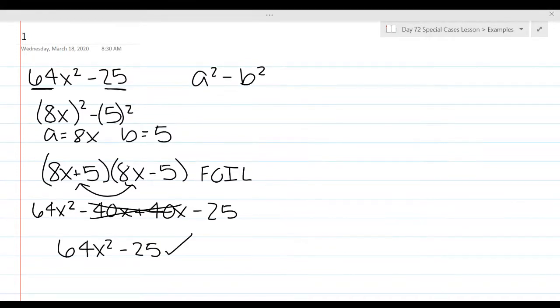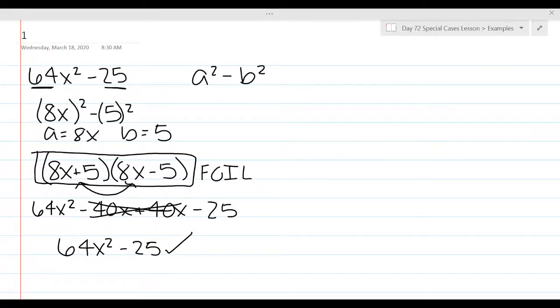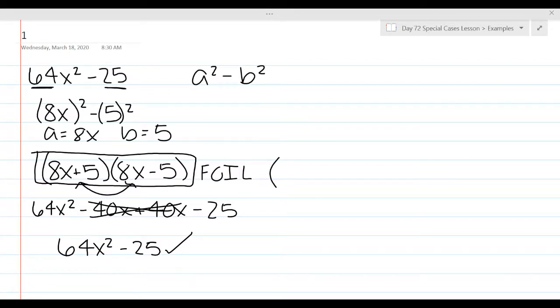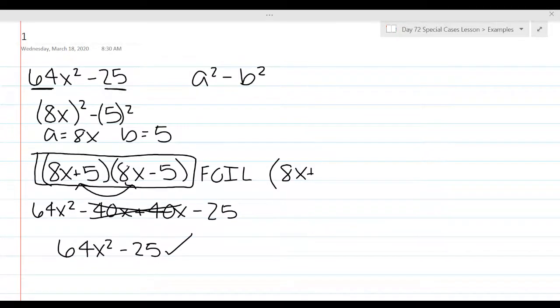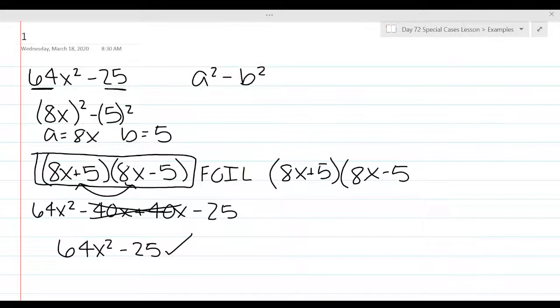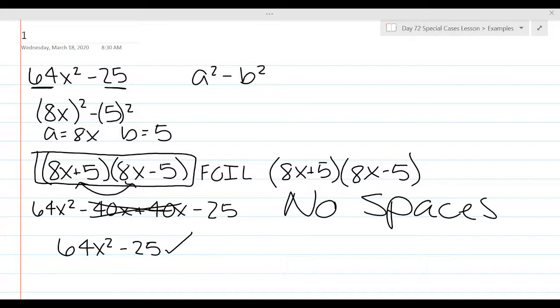And I know in the last couple of videos I forgot to tell you guys how to type these into Google Forms, so I'm going to do that now. It's going to be the same thing that we've done before. You're typing it almost exactly like you see it here, just no spaces. So you're going to do a parenthesis 8x plus 5, parenthesis, another parenthesis 8x minus 5. Exactly as you see it, no spaces, okay? This isn't going to look any different than anything else we've had.